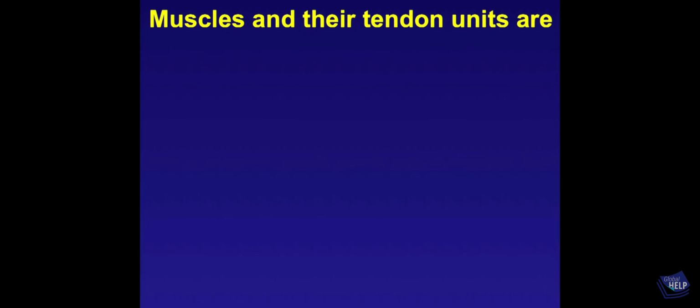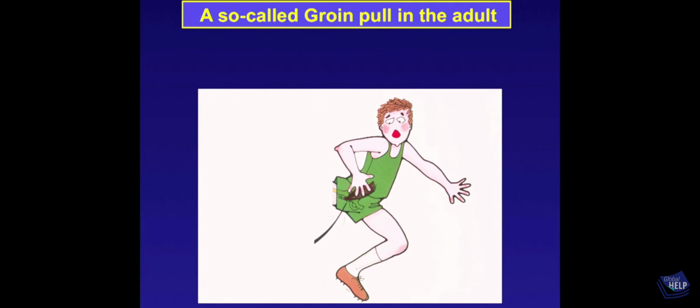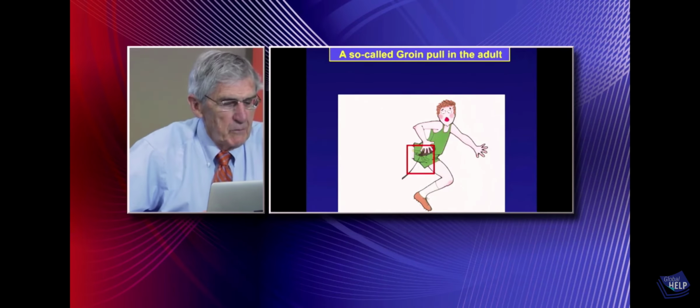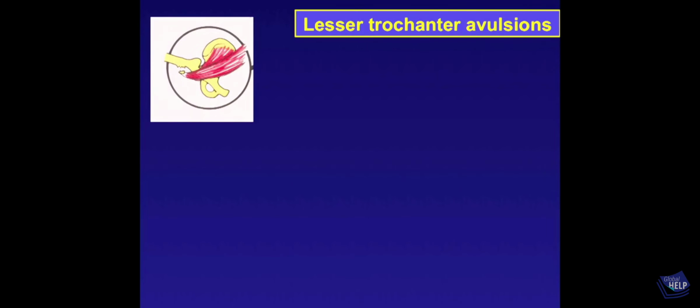Okay, now the muscles and their tendon units are usually stronger than the apophyses, as we can see here. So, if you've got a runner like this and he gets a groin pull, which is a tearing of the iliopsoas and the iliacus, in the adult, he'll get a tearing of the muscle, a groin pull. So a so-called groin pull in the adult results in what in the child? Lesser tuberosity avulsion. What fails? The apophysis. Where does the psoas attach? Lesser troch. Yeah, what you get here is a lesser trochanter avulsion that you see here.